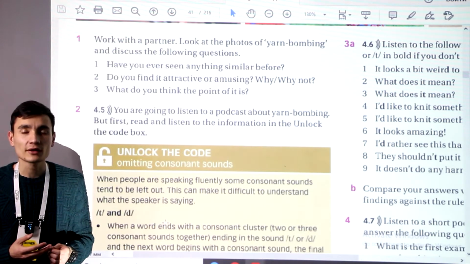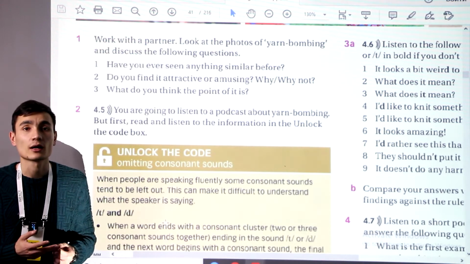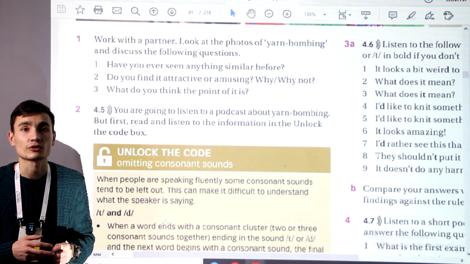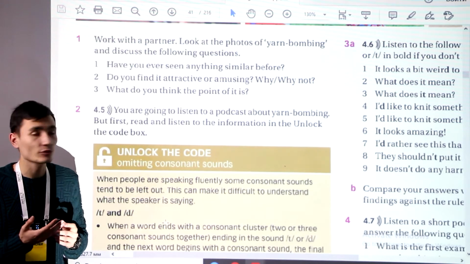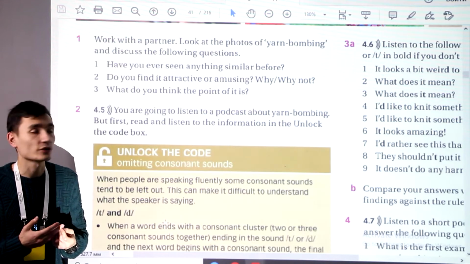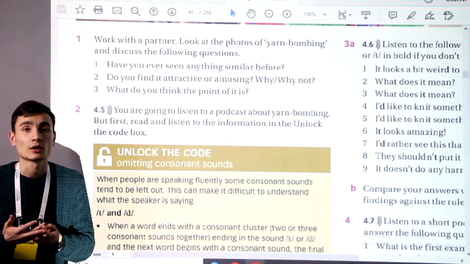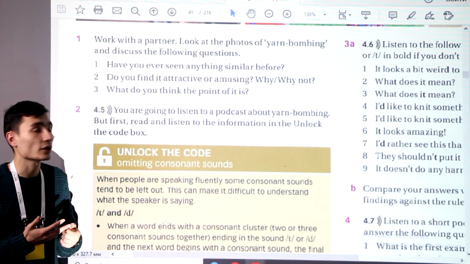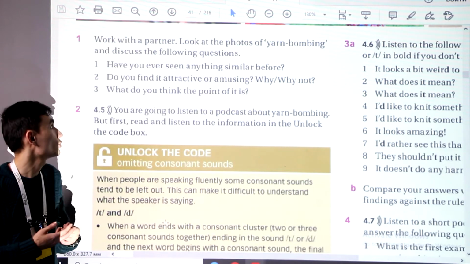Why not? I find it both attractive and amusing because it's really beautiful, and having something like this when you're walking in the street makes you happy. It's amusing because it's just funny. It's quite interesting to see such a piece of art, and it's also considered to be art, which is really appealing to me. And if I had a chance, I would maybe learn how to do this.